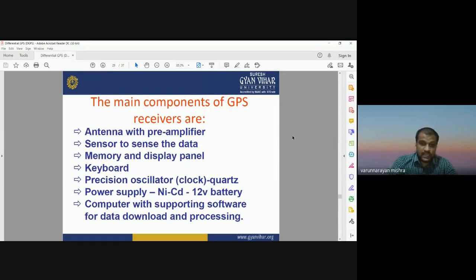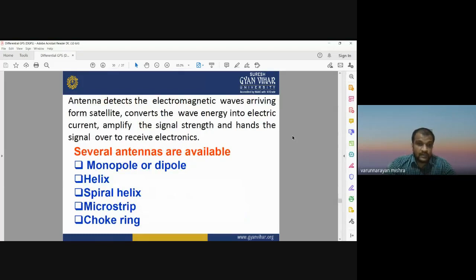Now moving to the next slide. The role of the antenna is very important in the case of DGPS or GPS. The antenna detects the electromagnetic waves arriving from the satellite to the receiver. Whatever antenna is used in your GPS receiver, it should be very efficient and effective in detecting the signals coming from the GPS satellites. It converts that wave energy into electric current and amplifies the signal strength before passing the signal to the receiver.